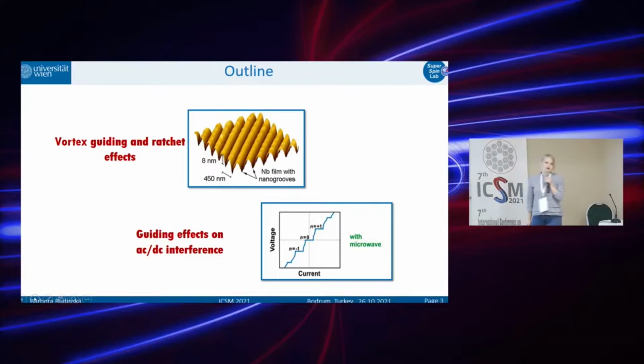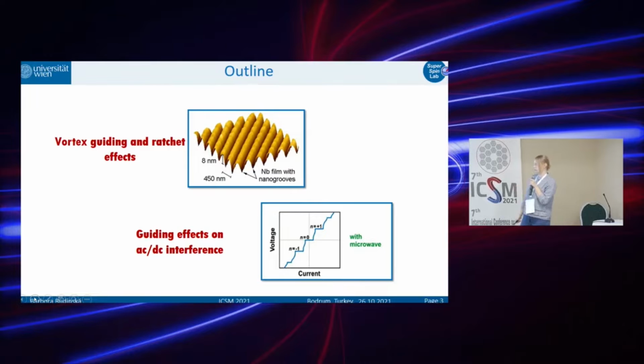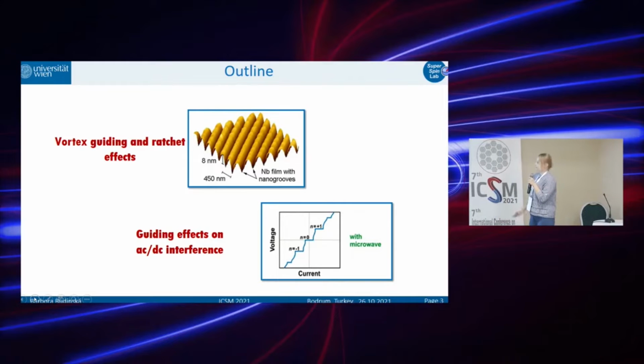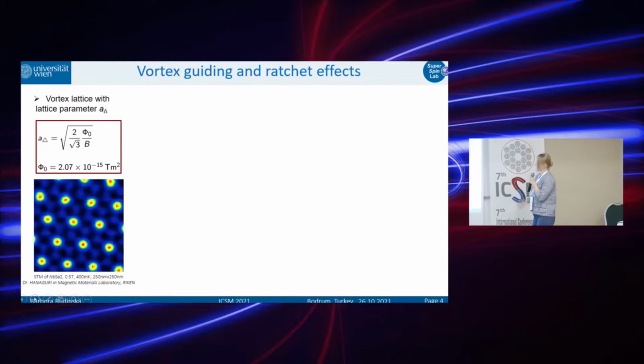So going to the outline, I will be speaking about these nanostructured samples that have these kinds of grooves, and I will explain how we can achieve in these grooves the vortex guiding effect and ratchet effect. And then in the second part, I will talk about how we use these two effects to influence the vortex dynamics as well as the AC and DC interference, or Shapiro steps.